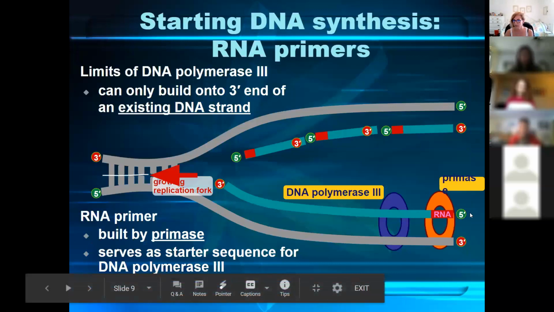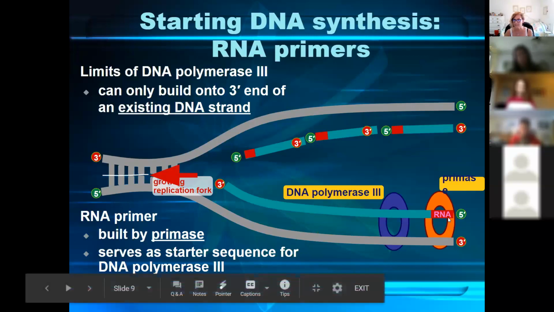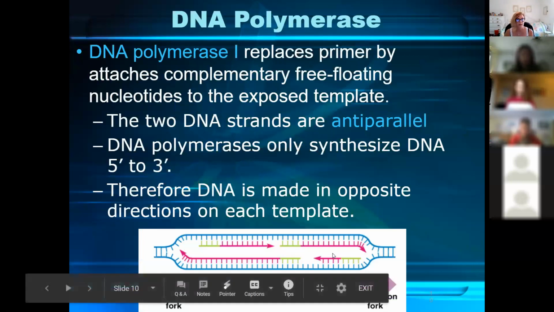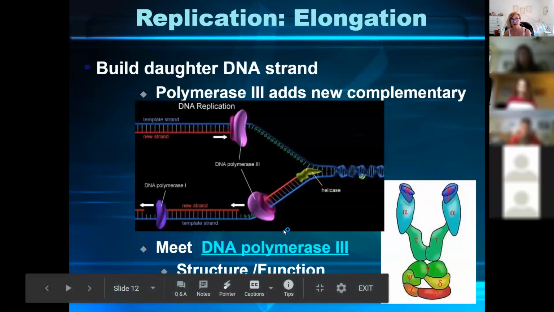So this is showing you 5 to 3' is leading, but it builds here and then it's got to come back and fill in what's missed. So that's the lagging component. You put down an RNA primer to give it an anchor, basically. So I talked about that already. This is all about the directionality. So to save time, I feel like I already talked about it.